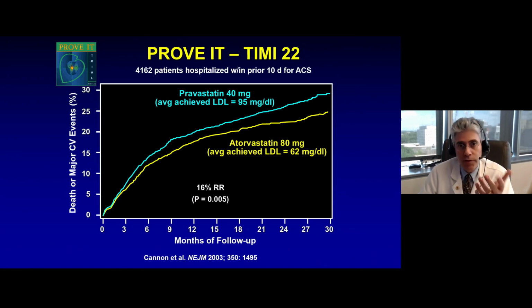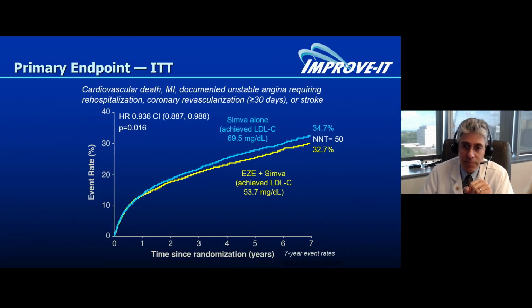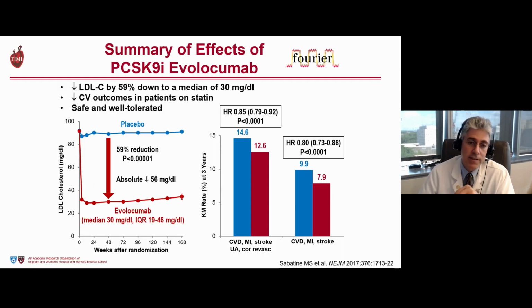Why do we target 70? PROVE IT-TIMI 22 in ACS showed that high-intensity statin good, and that achieved an LDL under 70, a median of 62. We did IMPROVE-IT, showing that for people who, with a statin, had an average LDL of 70, that you could lower their risk by further lowering their LDL by adding ezetimibe. The relative risk reduction here is modest. That's because ezetimibe only lowers LDL by about 25% or so, but further lowering reduces events.